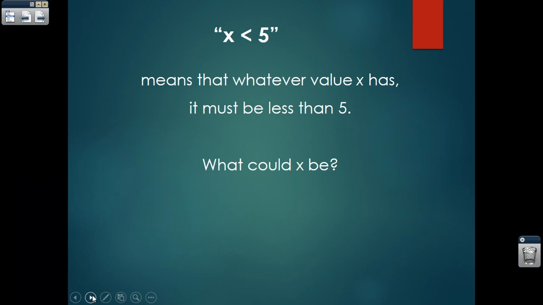All right, so this expression right here means that whatever value x has, it must be less than 5, because this reads x is less than 5. So what could x be? Just think to yourself for a second. x could be anything less than 5: 4, 3, 2, 1, 0, -1, -2, -3. It could go on and on and on, as long as it's anything less than 5.